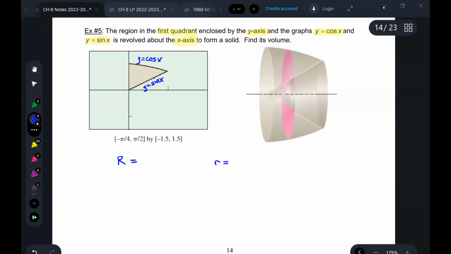So big R is going to be cosine x. Little r is sine x. Okay, this time, what did we not give? Limits of integration. Now, first quadrant means my lower limit of integration is just 0, right? So I have to figure out what that point is. Well, that's when sine and cosine are equal to each other, right? So when is that? That's pi over 4.